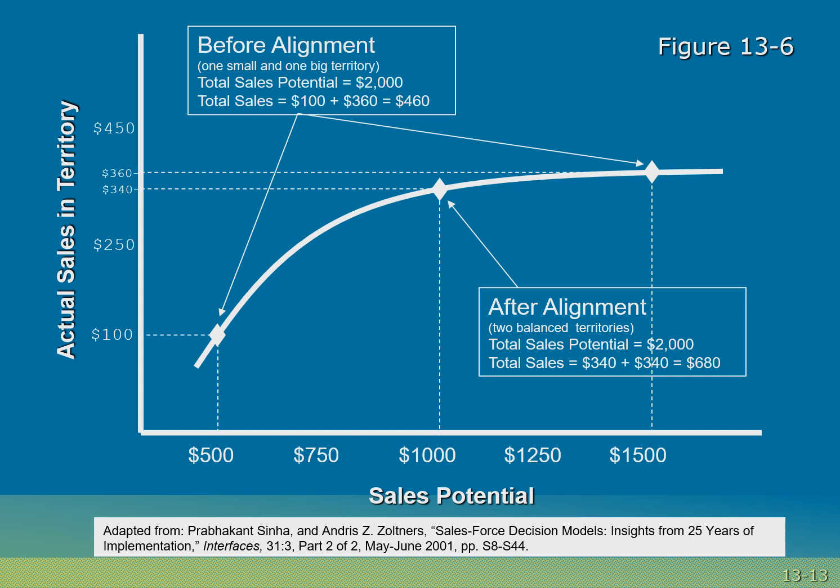So you can see that whether it's one small and one big territory, or two balanced ones, they both have a sales potential of about 2,000, or $2 million. But if you realign, then you achieve a sales figure of 680 instead of 460. So you can make your adjustment to achieve higher, larger overall sales. And that's sales alignment.